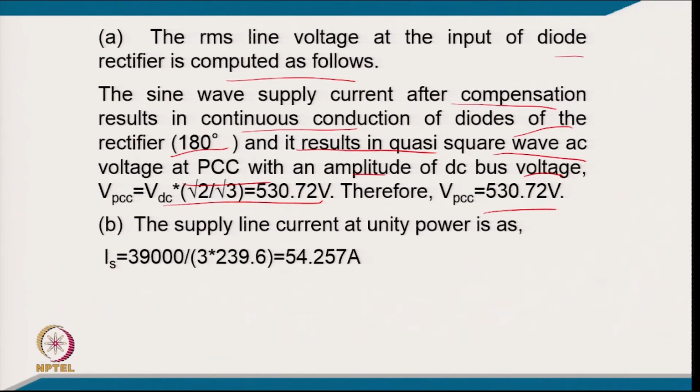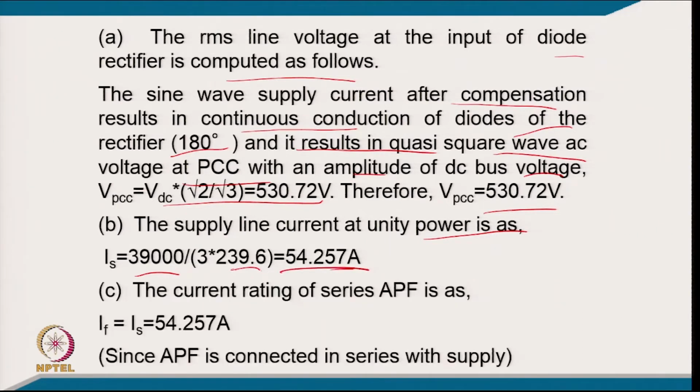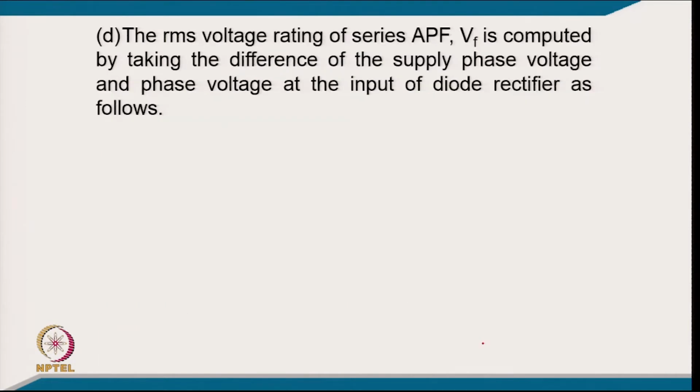So, the supply line current at unity power factor is the active power drawn by the load, that is 39,000 watt divided by 3 into the phase voltage, because the power factor is maintained at unity. The net current comes to 54.257 ampere, and the current rating of the series active filter is the same: the filter current is equal to the supply current, because both are connected in series, that is 54.257 ampere, since the series active filter is connected in series with the supply.